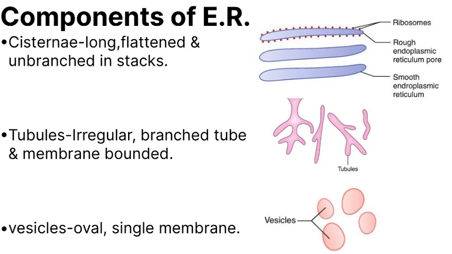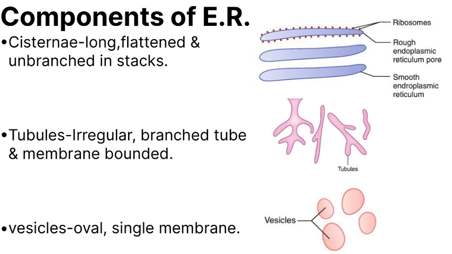Now they are arranged in three distinct components, which are cisternae, vesicles and tubules. Let us see them. Cisternae are long, flattened and unbranched structures which are arranged in a stack-like pattern. Then we have tubules. These are irregular, branched, membrane-bound tubules which may remain free in the cytoplasm, or can also be associated with the cisternae. And lastly, we have vesicles, which are very simple, oval, single membrane-bound structures.